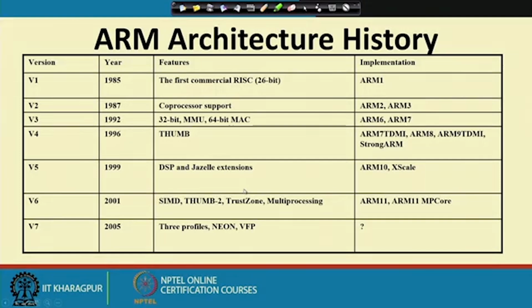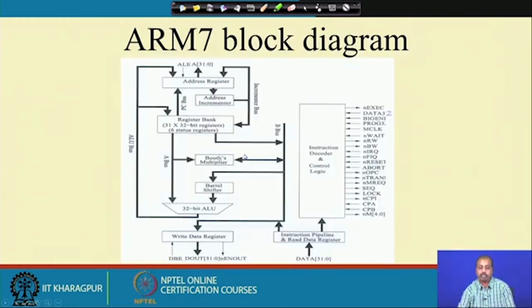So, we will look into this ARM architecture. Why is it so interesting? Why is it maybe better than many of the existing processors? If you look into the block diagram, I will start with the ALU. There is a 32-bit ALU, and there is a register bank that has 31 32-bit registers plus 6 status registers.